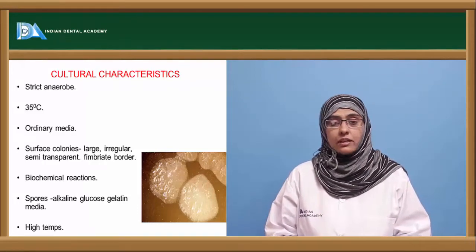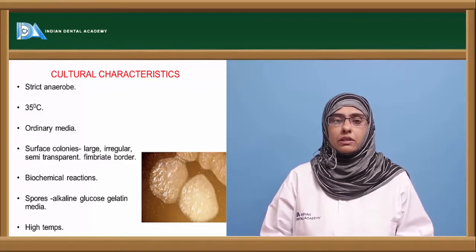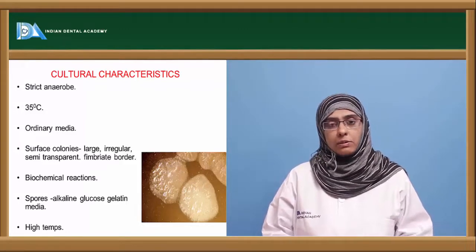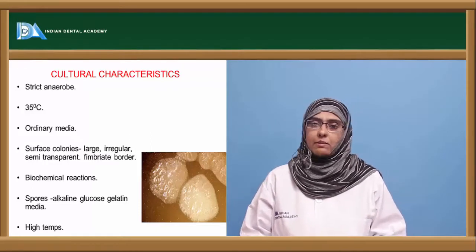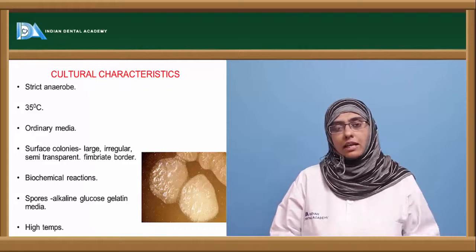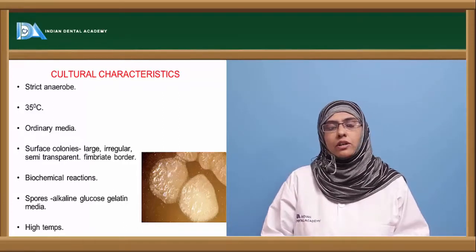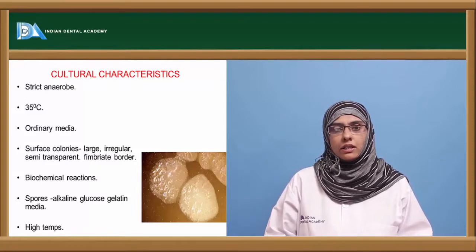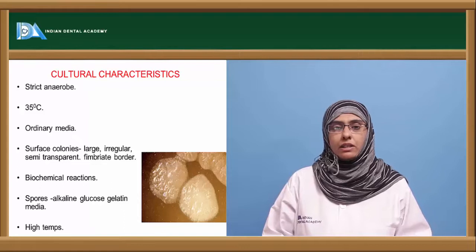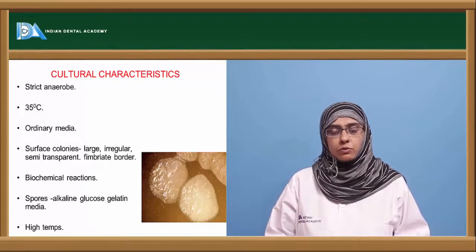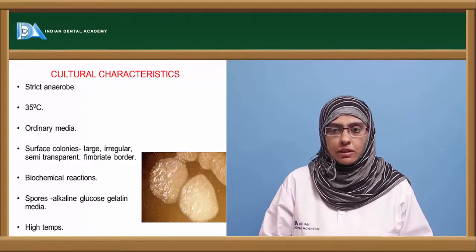It is a strict anaerobe. Even a minute amount of oxygen can inhibit the growth of this organism. The optimum temperature for the growth of the organism is 35 degrees centigrade, and it can be grown in ordinary media. Unlike other organisms which require special ingredients for their isolation, this organism can easily be grown on ordinary media. On ordinary media, it produces smooth irregular colonies which are semi-transparent and have a fibrillate border.